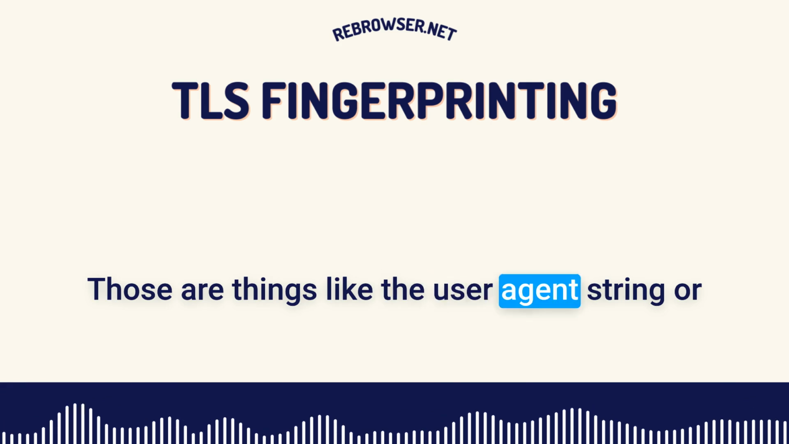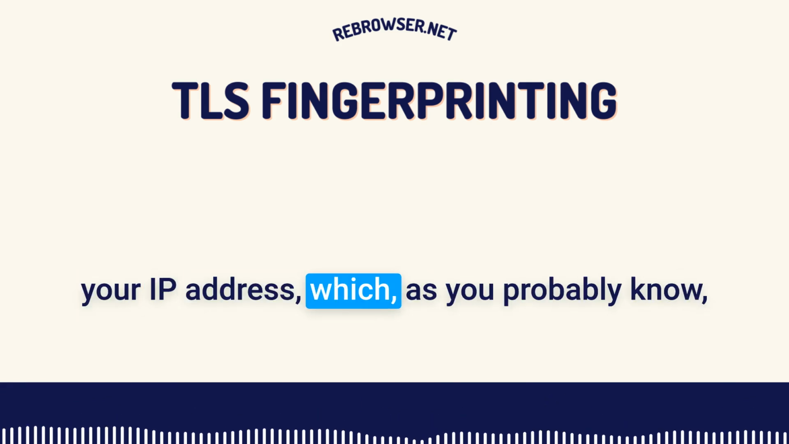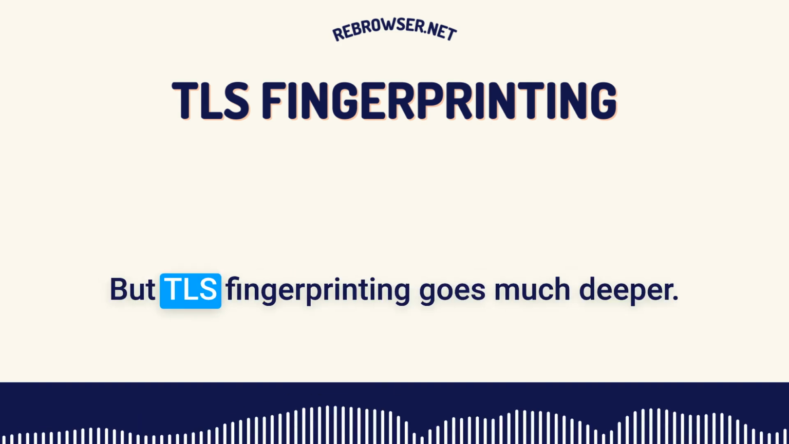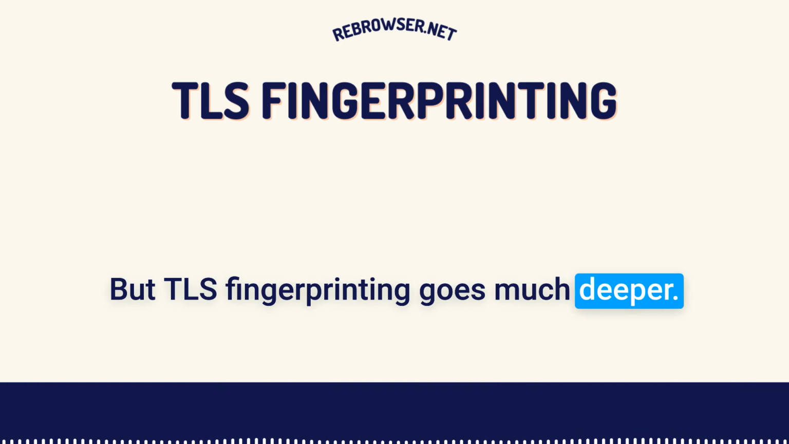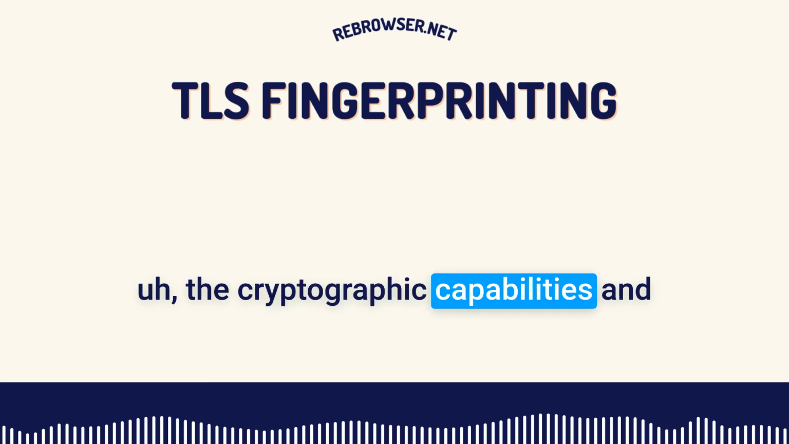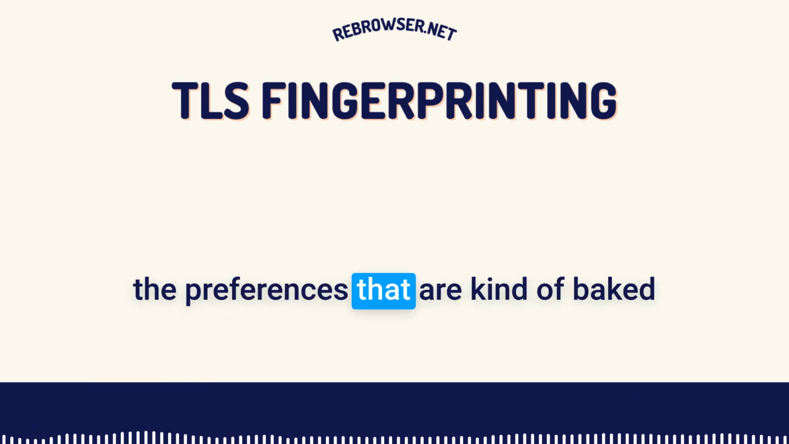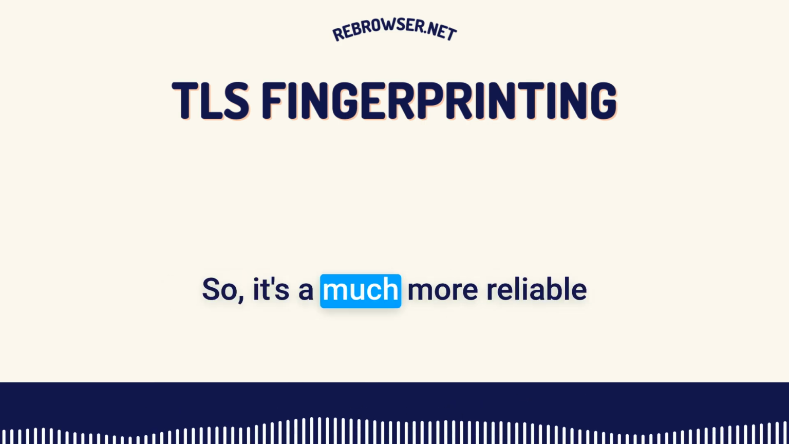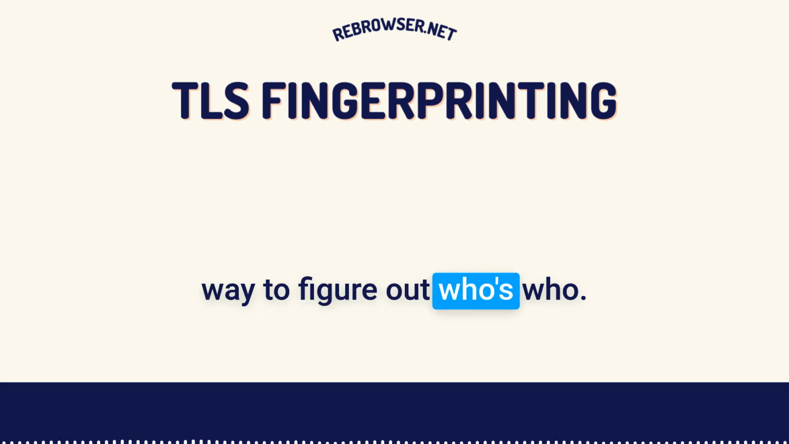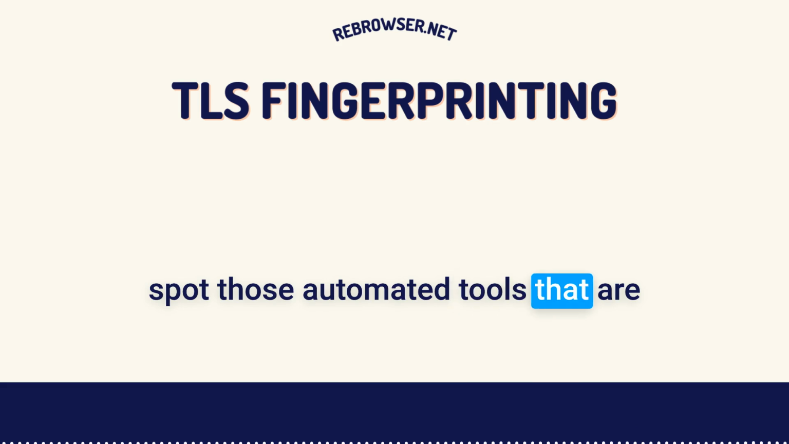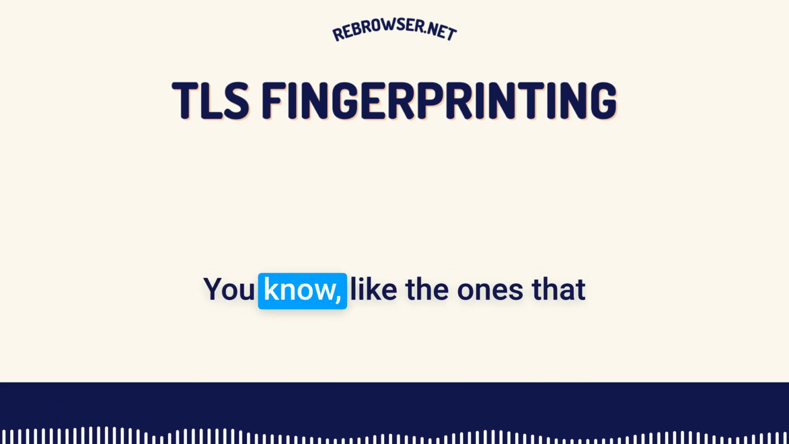Those are things like the user agent string or your IP address, which, as you probably know, can be pretty easily faked, spoofed. But TLS fingerprinting goes much deeper. Yeah. It's looking at the actual cryptographic capabilities and the preferences that are kind of baked into your device and its software. So it's a much more reliable way to figure out who's who, especially when you're trying to spot those automated tools that are trying to pretend to be real users, like the ones that are used for web scraping.